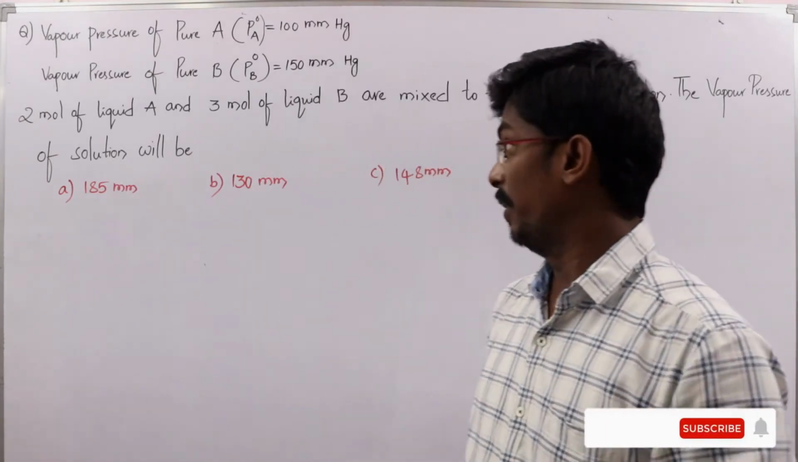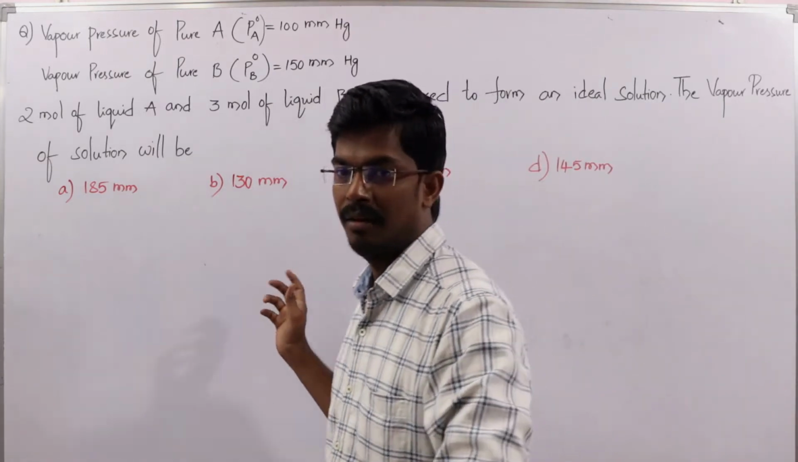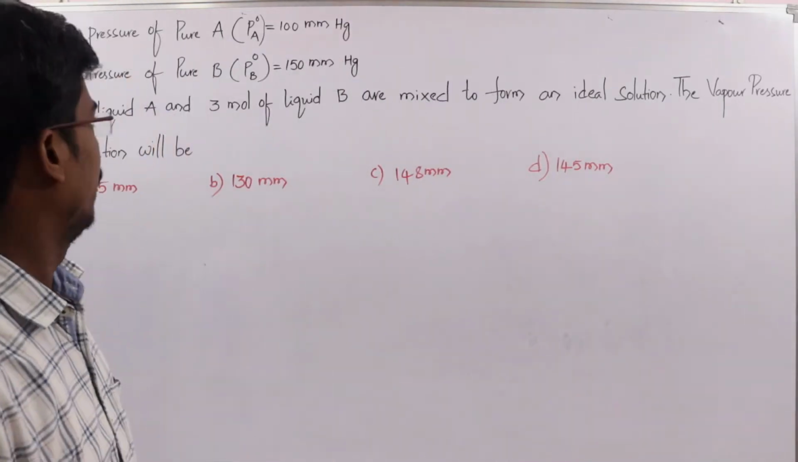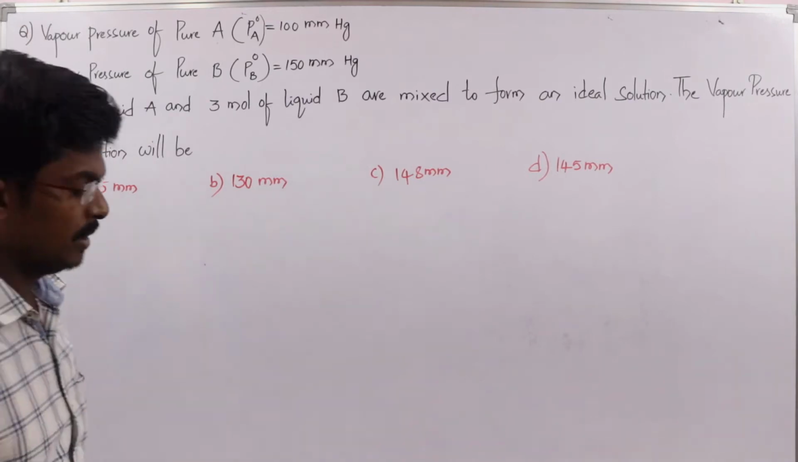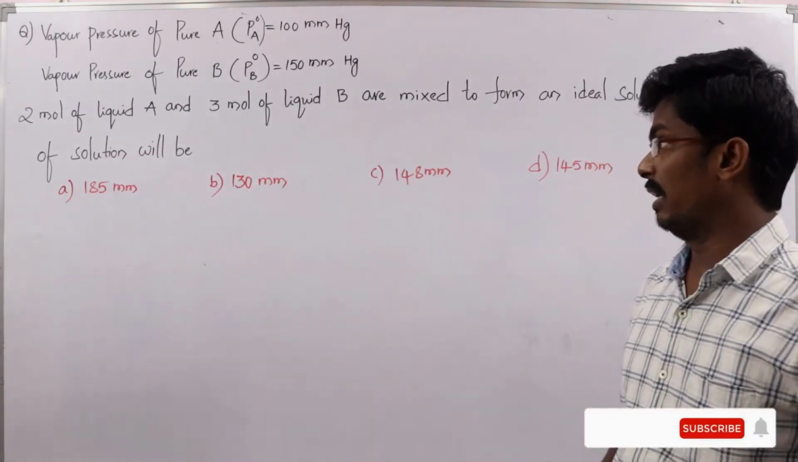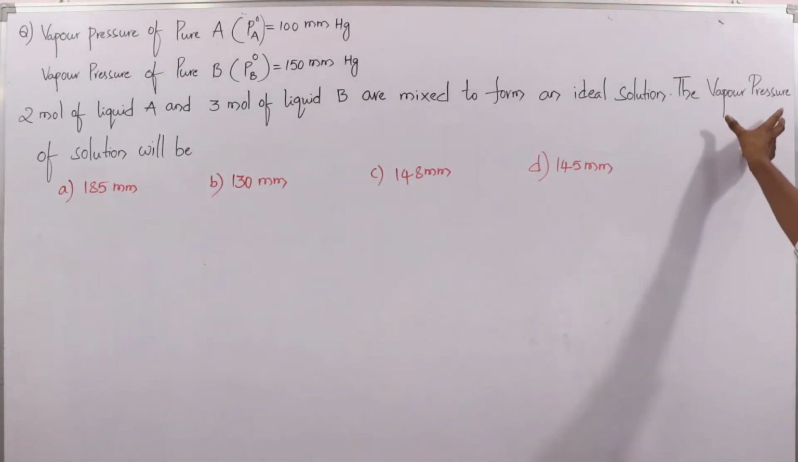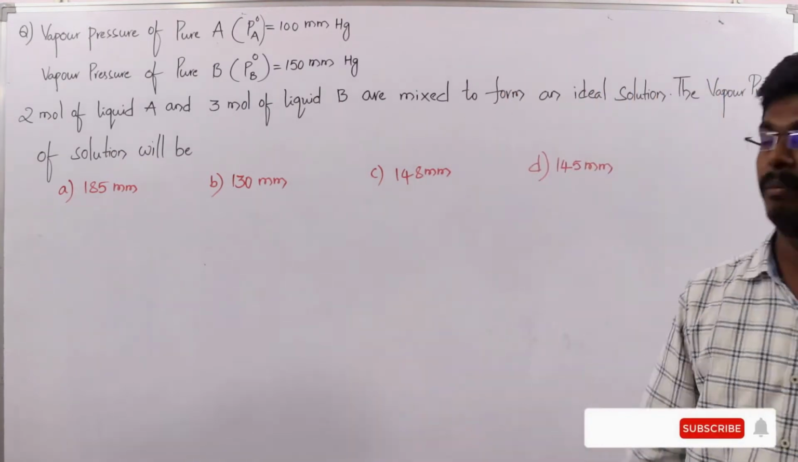In this lecture, I am going to explain some important numericals based on Raoult's law. Here is one of the problems. Just read the question. Here we are mixing two liquids, liquid A and B, to form an ideal solution, and I am asking what the vapor pressure of the solution will be.